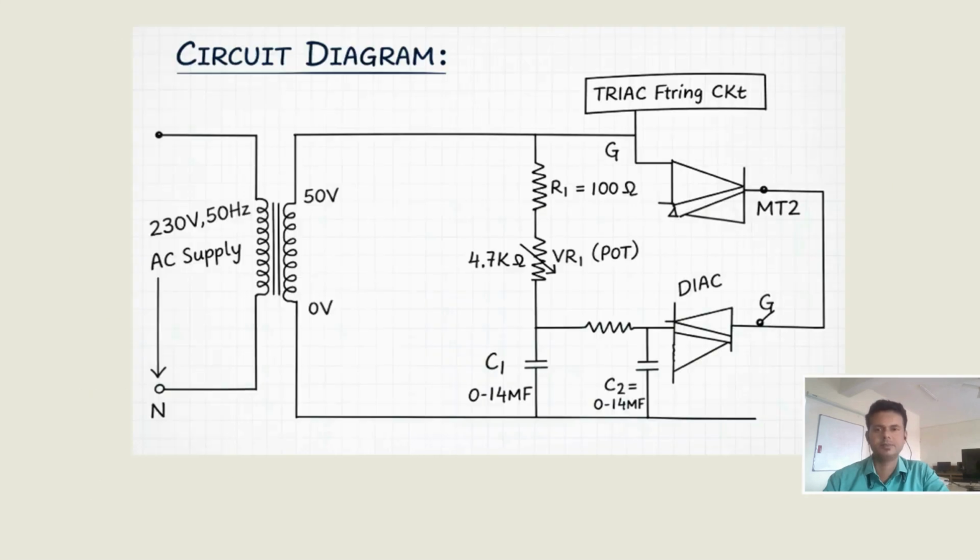So this is the circuit diagram. This is a step down transformer from 230 volts to 50 volts. Then we have R, C, and C1, C2. This is called the RC triggering circuit. Along with the DIAC combination, we are going to trigger the gate pulse of the TRIAC, that is the MT1, MT2 terminals. This is the trigger firing circuit.